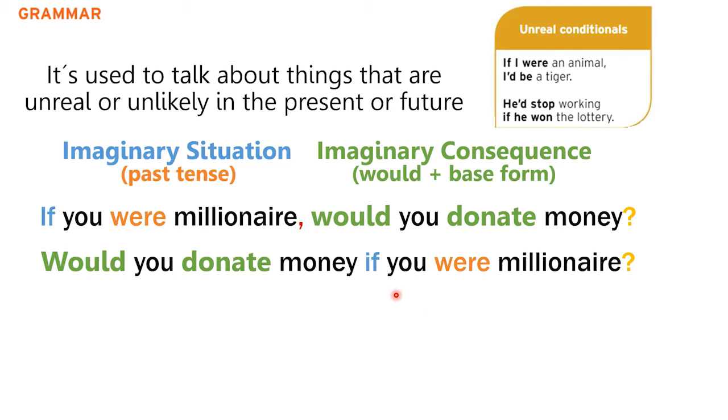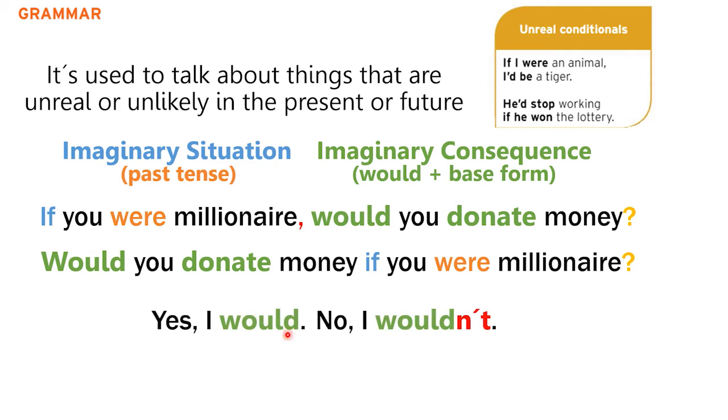So when they ask you these questions, you can answer, yes, I would, or no, I wouldn't. If the subject is you, you're gonna answer with I. If the subject is he or she or it, well, you're gonna answer with that subject. If she were a millionaire, yes, she would, or no, she wouldn't, okay? Very good. And well, this is all you need to know about this topic. I hope that you understood everything, because right now we're gonna practice it a little bit.